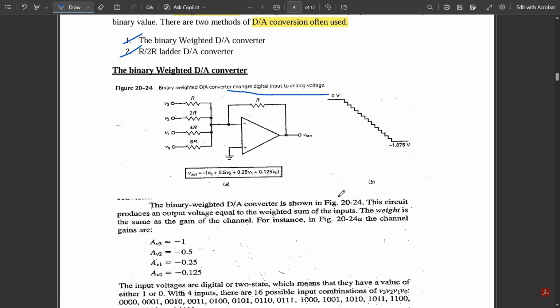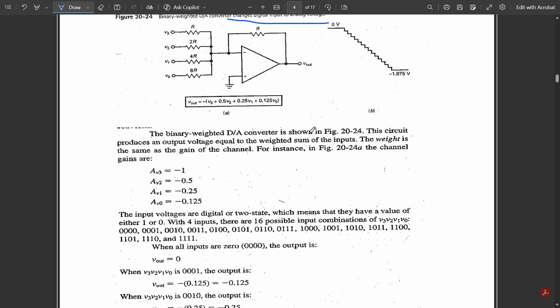This is the complete amplifier circuit. The total output voltage, through which it converts from digital to analog, is given by minus of (V3 plus 0.5 V2 plus 0.25 V1 plus 0.125 V0). Here it is getting divided by 2 at each stage. That is, half of 1 is 0.5, half of 0.5 is 0.25, half of 0.25 is 0.125. Like this you need to express it in terms of voltage for the digital to analog converter. So the binary weighted D to A converter is shown.